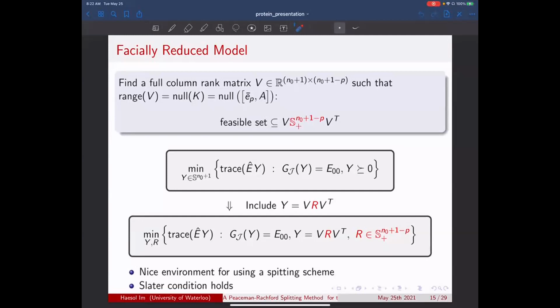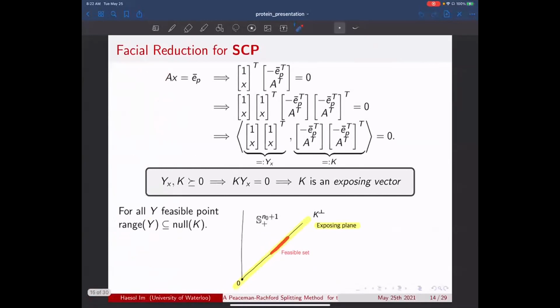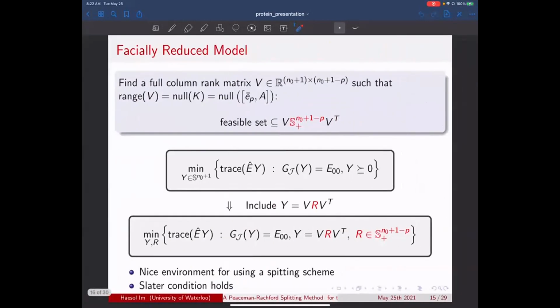So before applying facial reduction, we do not have a Slater point. It's really because of this equation and this operation. It's not just the problem of this side chain positioning problem, but SDP relaxation in general loses Slater points if there is a linear constraint like this in the underlying combinatorial problem. So facial reduction is really cool because now we have a strictly feasible point.